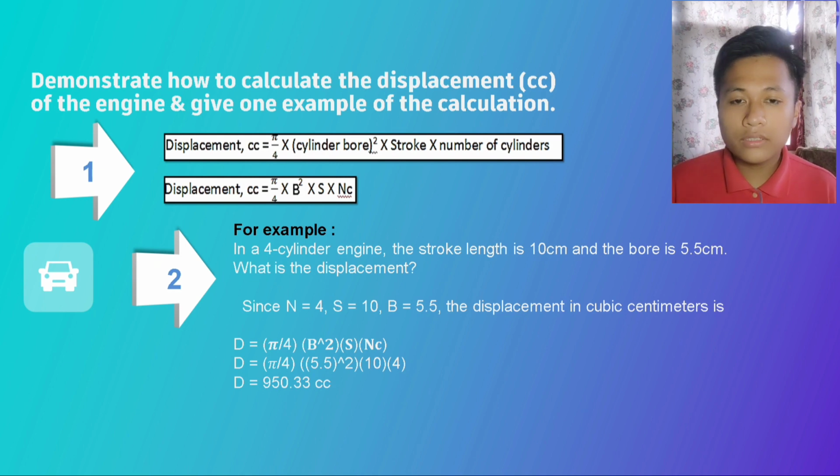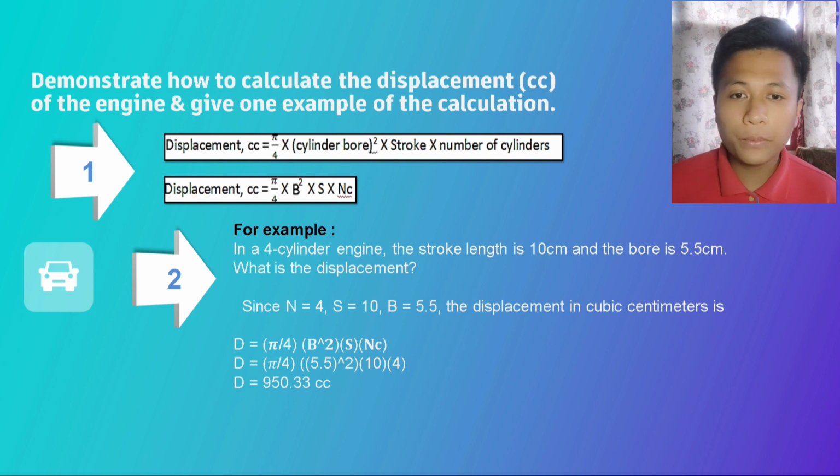demonstrate how to calculate the displacement (cc) of the engine and give one example of the calculation. We are going to calculate the displacement. The formula for the displacement is cc equals pi over 4 times cylinder bore squared times stroke times number of cylinders, or cc equals π/4 × B² × S × N, where B is the cylinder bore, S is the stroke, and N is the number of cylinders. The question tells me to give one example.